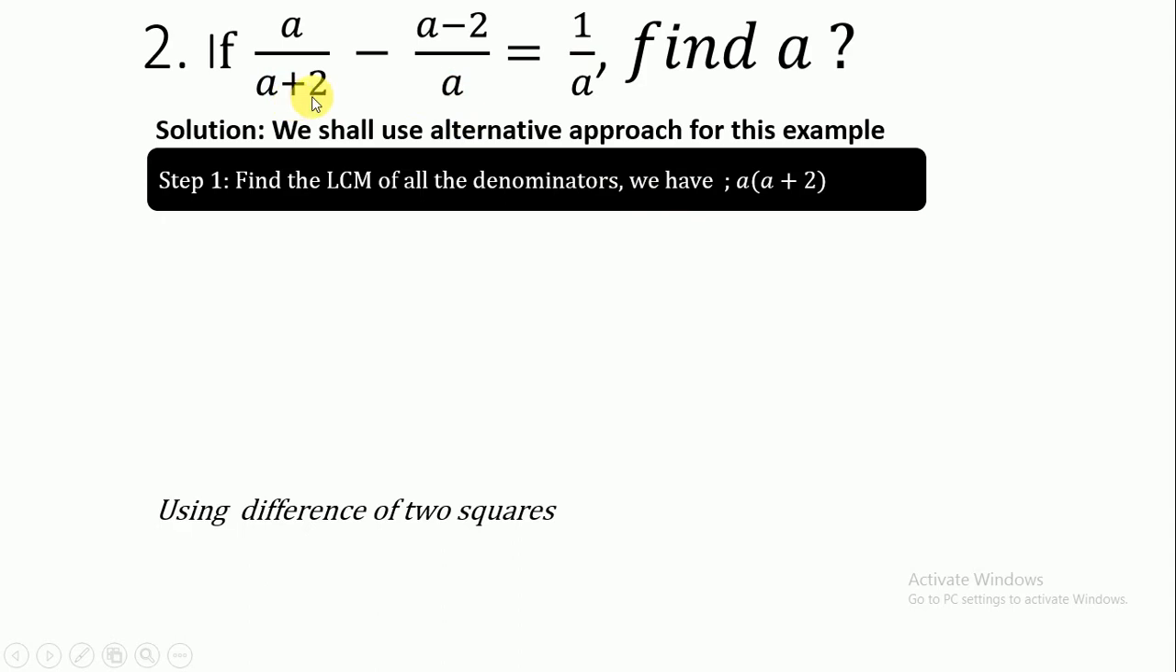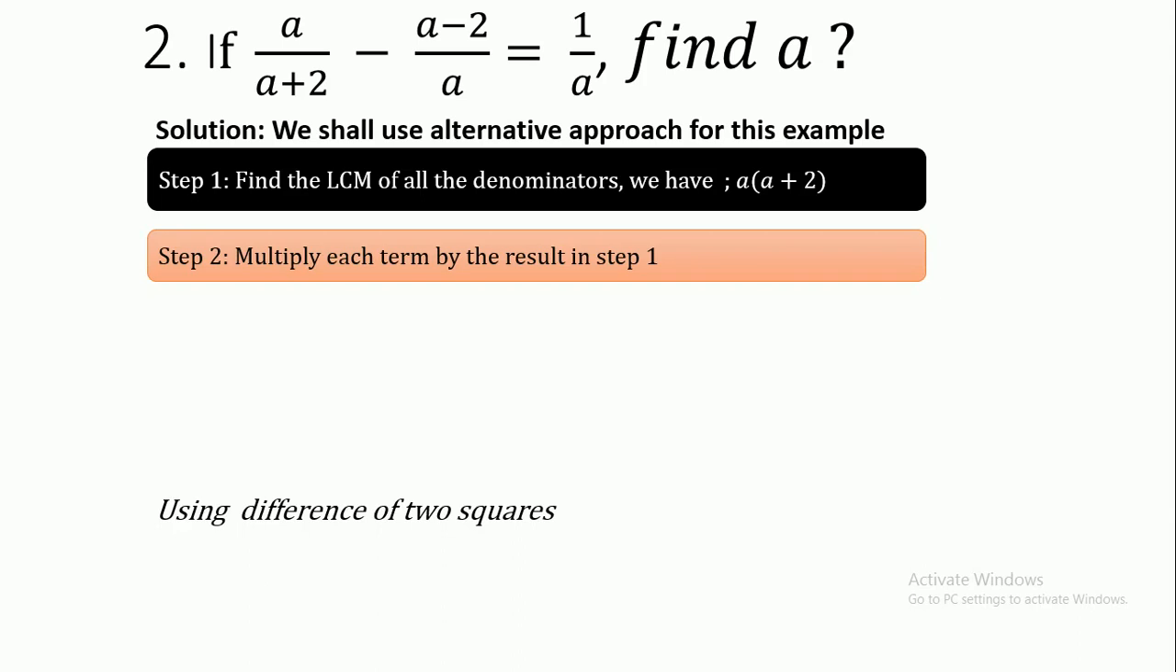If you find the LCM of these three, x plus 2, x and x, the LCM will give you the product of x and x plus 2. So you are going to use this LCM to multiply all the given terms, multiplying each term by the result in step 1. So you have gotten the LCM of the denominators. The next thing is to multiply each of these terms.